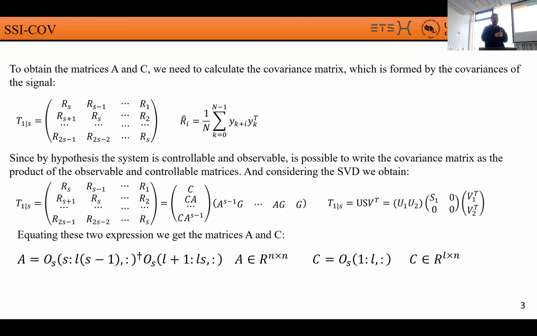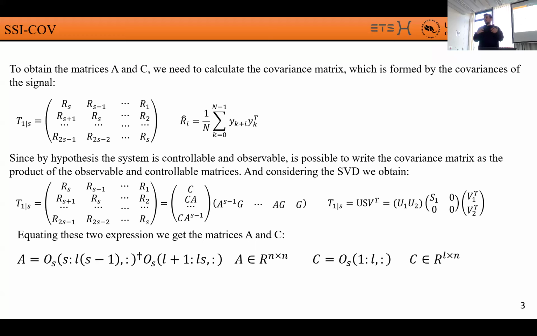We have a first problem, because to obtain the real covariance between all the signals, the length of this signal should be infinite. So obviously this is not possible, so we just get some estimate of the covariances. Also, by hypothesis, we should assume that our system is controllable and observable. We could divide this matrix in the observability matrix and controllability matrix. Also using a singular value decomposition, and then equating these 2 equations, in general, we could obtain A and C.